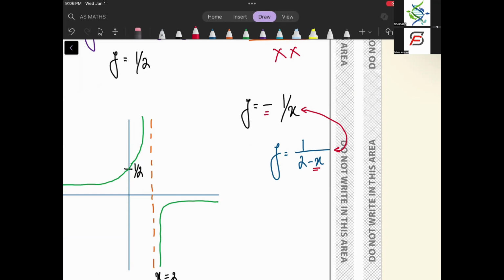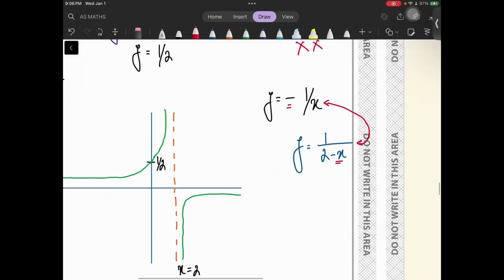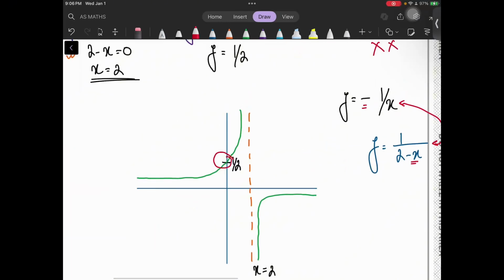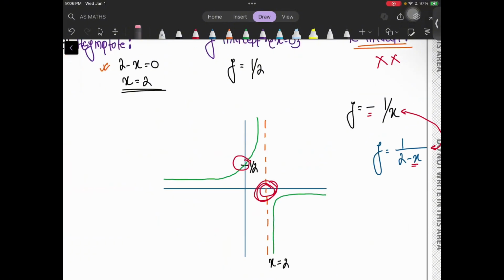So this is the y-intercept. This is the vertical asymptote at x equals to 2. So you get a shape that should be similar to this one.